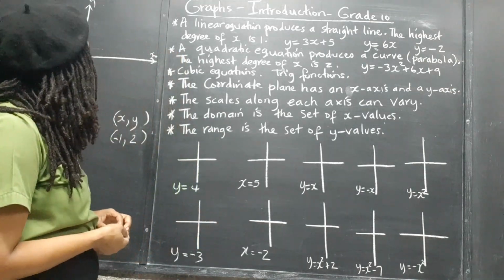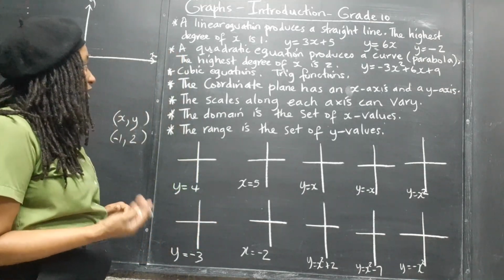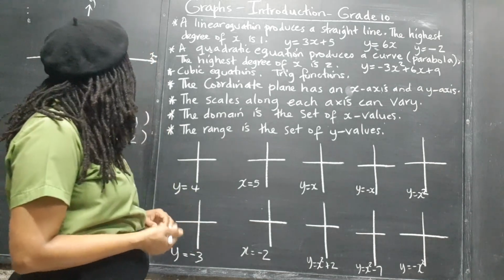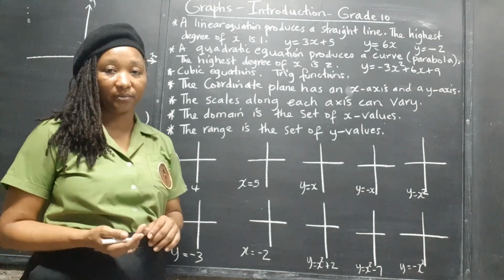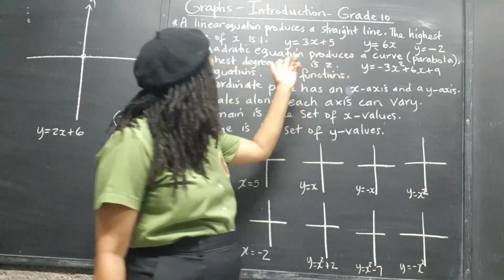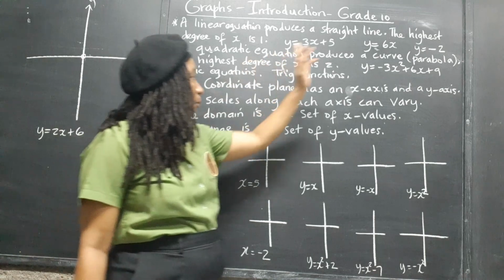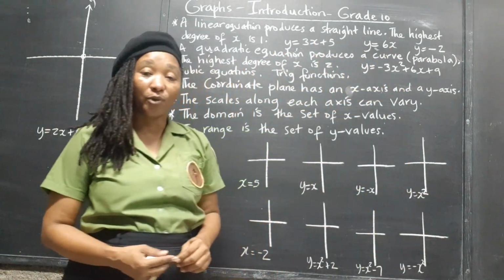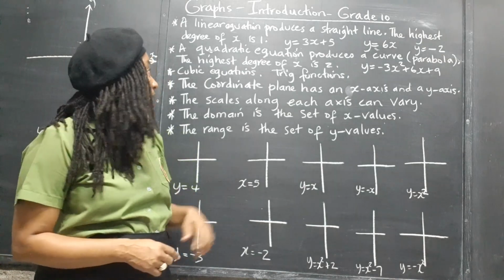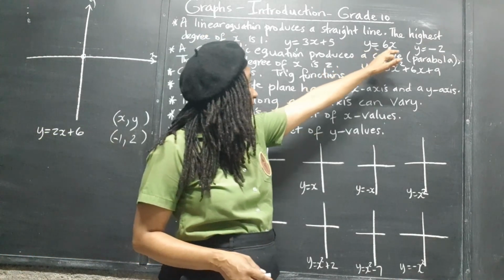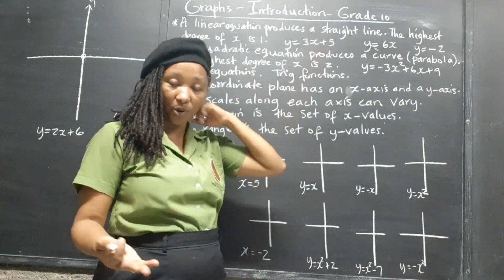So the first point, a linear equation produces a straight line. The highest degree of x is 1. So these are linear equations. Y equals 3x plus 5, y equals 6x, y equals negative 2. All of those would produce a straight line. And the highest degree of x is 1. So we just have x to the power of 1.